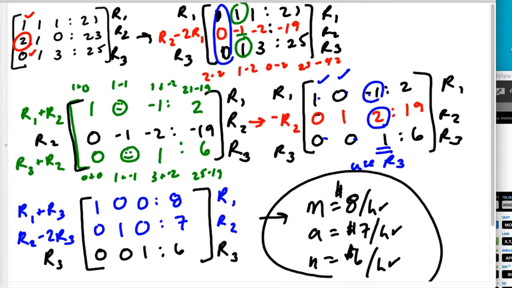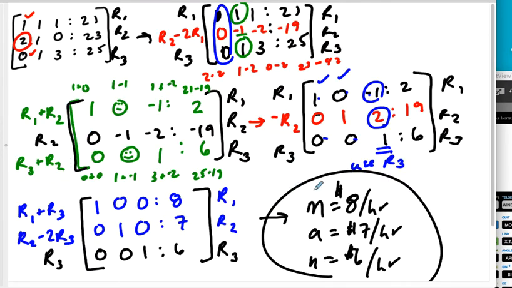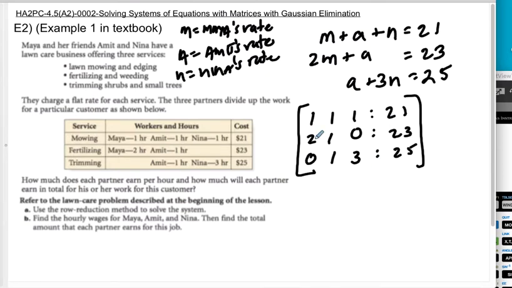Cool. So if we go back a couple slides, you'll see that that's actually the exact answer that they got when they walked us through what an augmented matrix was. So that's the idea, right? That's how we do this. And again, I would probably answer in Word, so I'd probably say for Maya, for Amit, for Nina, okay? And then I believe they ask a couple questions. They actually ask, now that we know how much they make, the hourly wages, which we found, right? So we found that they were 8, 7, and 6.